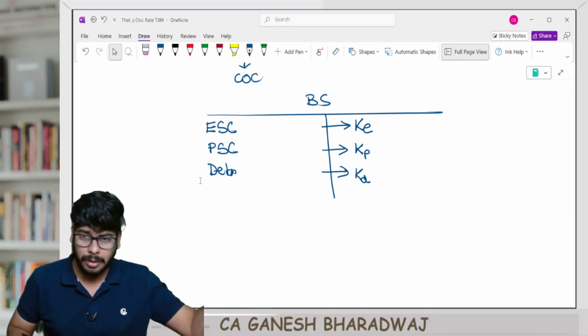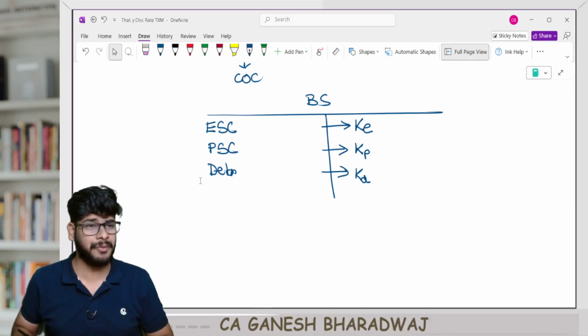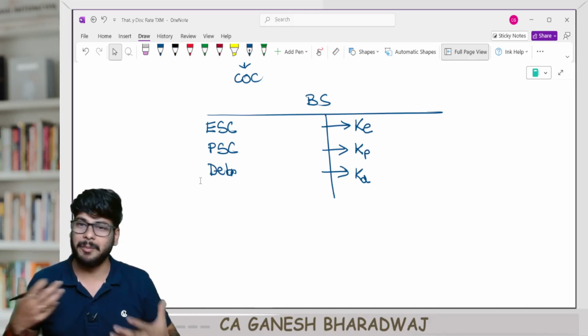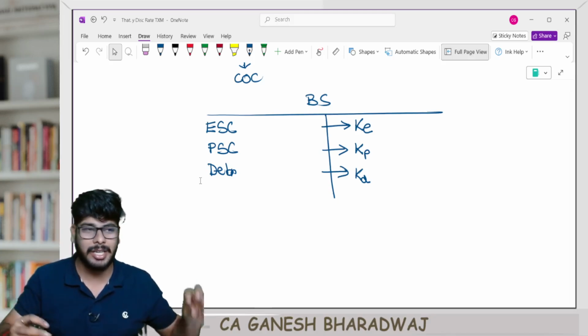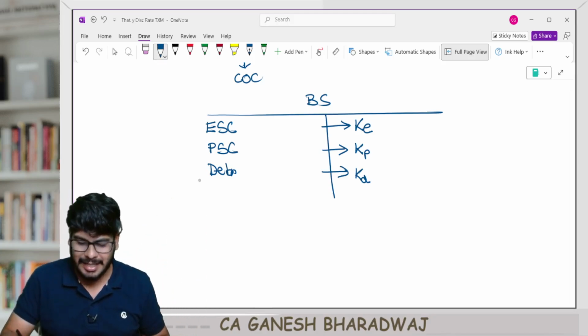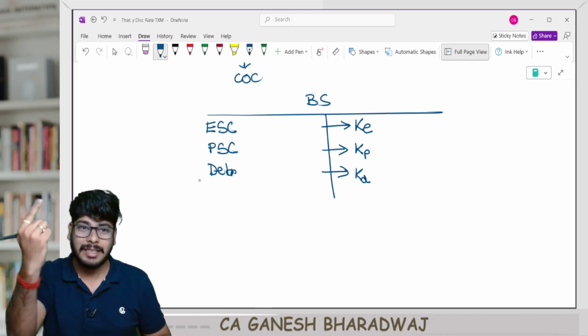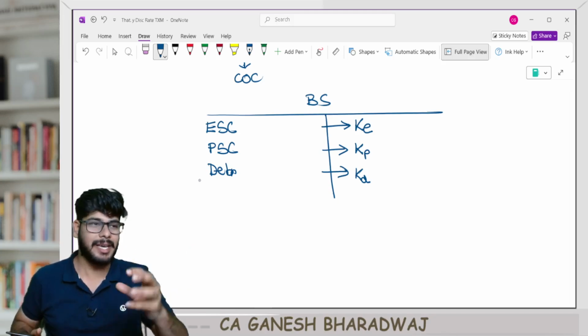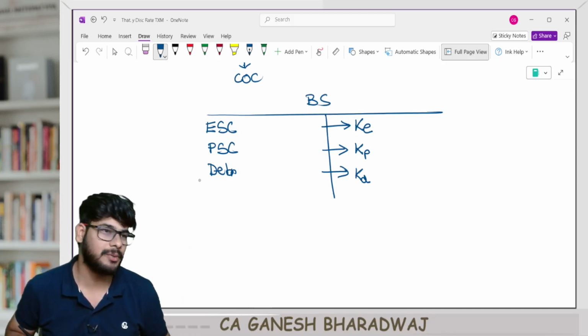For equity, there will be your equity dividend. For your preference, there will be preference dividend. For debentures, there will be interest. It can be different. So this calculation done for every source of finance is nothing but the discount rate or the IRR for that source of finance, which we are denoting using KE, KP, KD, etc. Are you clear?